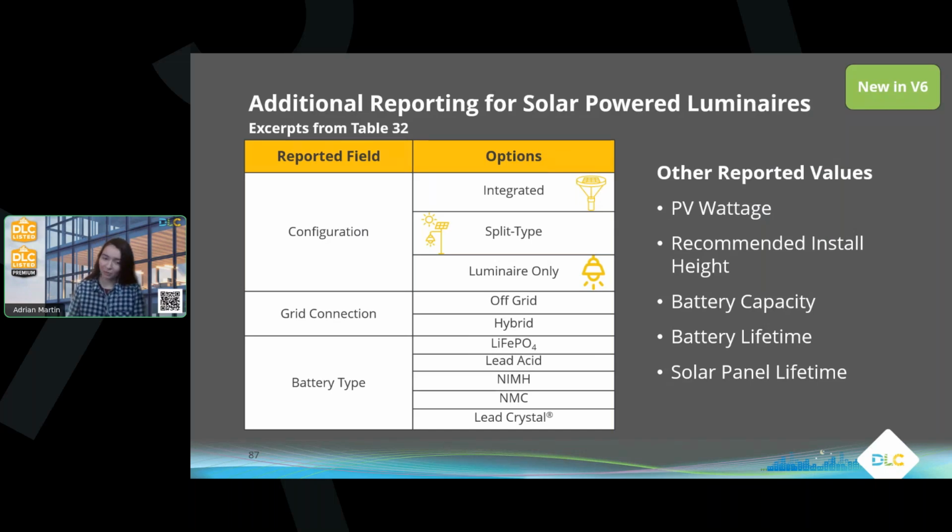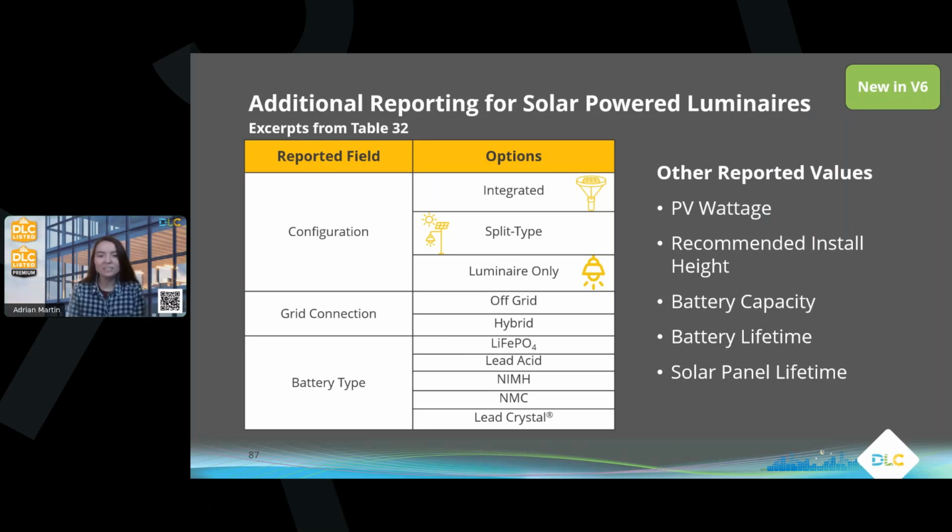If we look at this table, the configuration specifies how the product components are configured. Integrated systems typically include the solar panel, battery, and luminaire in one component, and often the solar panel is integrated into the top of the luminaire head. The split type configuration, the luminaire is installed separately from the solar panel and battery. Luminaires designed to be part of a solar luminaire system, but sold separately from other components, may indicate luminaire only as their configuration. Information about other components does not apply to these products.